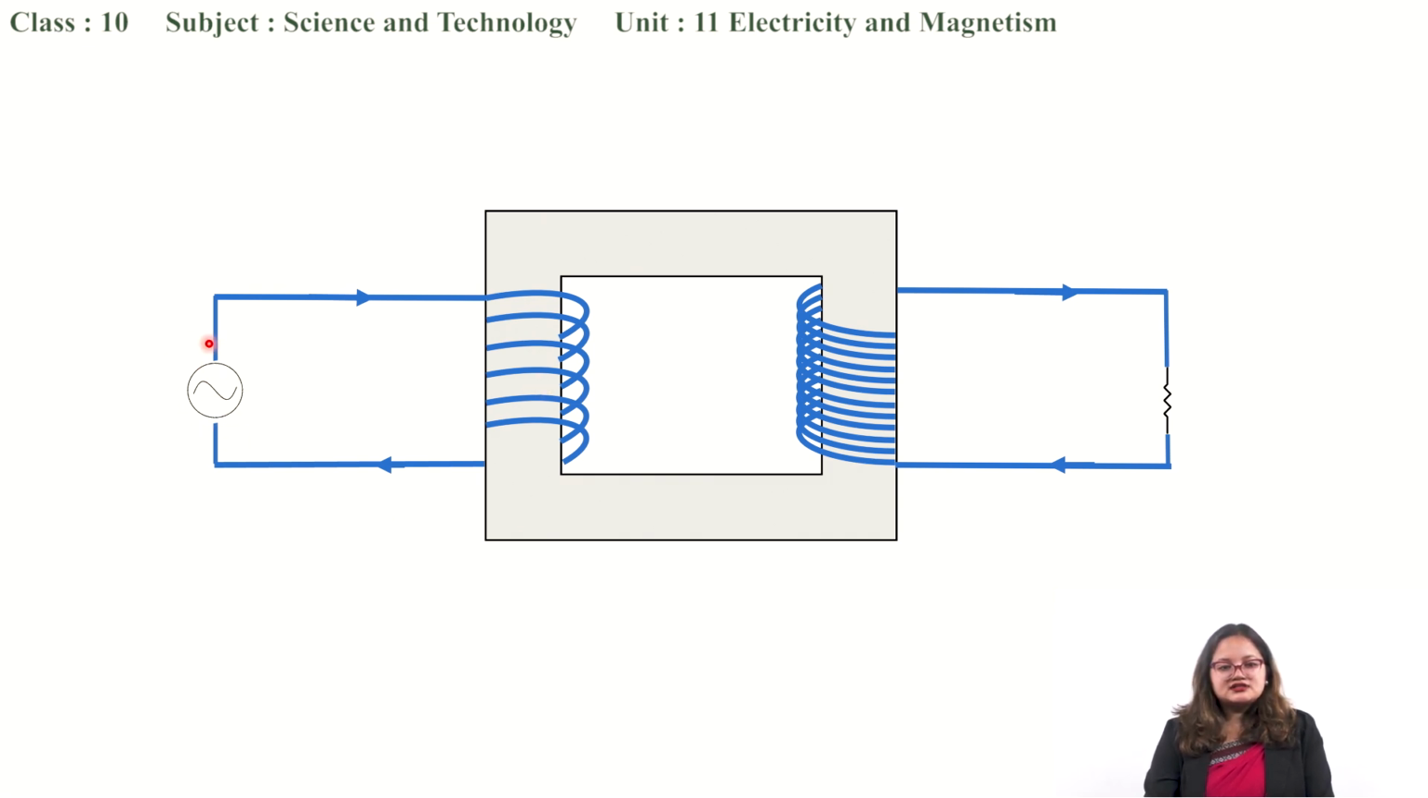The coil that is connected with the AC source is the primary coil, and the one that is connected with the load is the secondary coil. Now we were talking about increasing the voltage and decreasing the voltage. Based on the alteration of the voltage, we basically have two types of transformer.